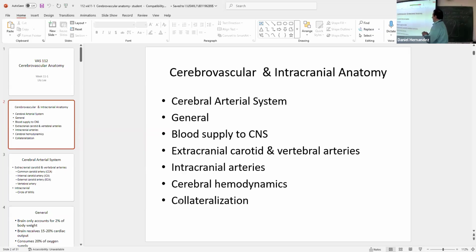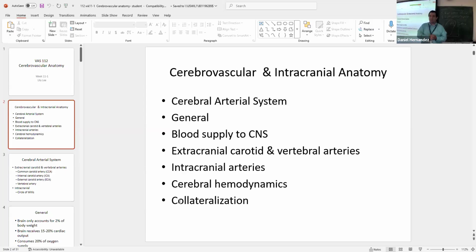We're going to talk about the cerebral arterial system, the blood supply for the central nervous system, the extracranial carotid and vertebral arteries. So that's important, extracranial versus intracranial. Again, those are two separate exams. Extracranial are those vessels that exist outside of the skull, outside of the cranium, which are the ones we image with ultrasound. And then the intracranial arteries, primarily referring to the circle of Willis, can be imaged and examined with the transcranial Doppler.